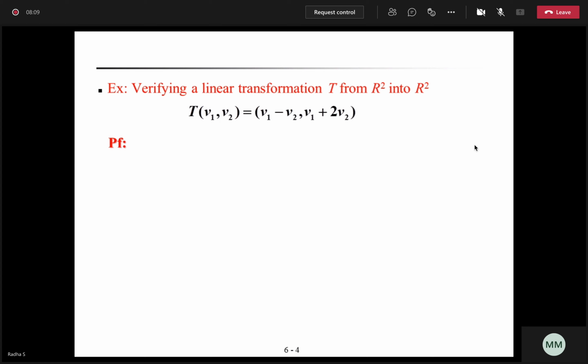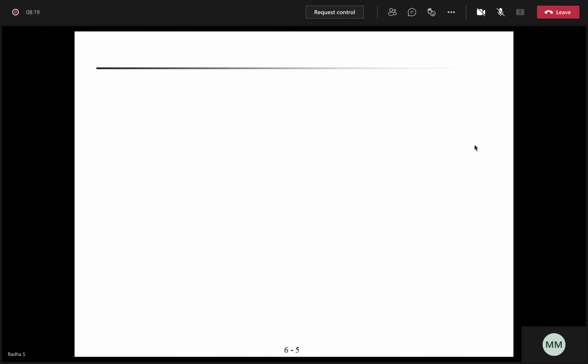You did not start the example. Okay, we'll take down this example, right? So to check whether this is a linear transformation, T of (v1, v2) is (v1 minus v2, v1 plus 2v2).